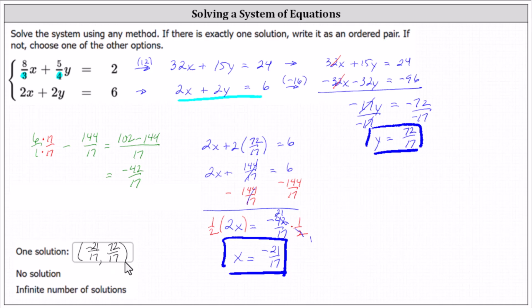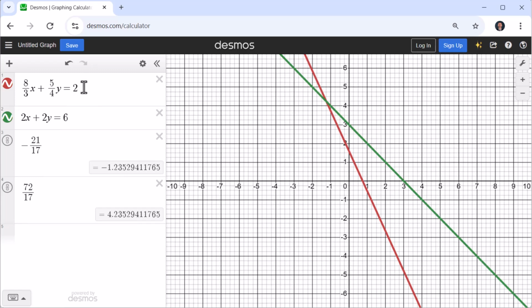To do this, we will graph both linear equations in Desmos and locate the point of intersection. I've already entered the linear equations in cell 1 and cell 2. I've also entered the x and y values to get the decimal approximations, because we will only see the decimal approximations for the point of intersection. Clicking on the point of intersection on the right, comparing the decimal approximations to the exact values, the graph does verify our answer is correct. I hope you found this helpful.